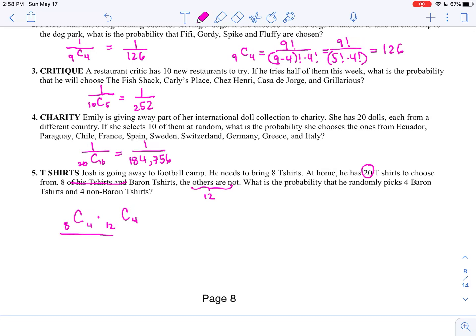Okay, and then below that, so that's our favorable outcome, we divide it by the total number of ways to choose t-shirts, which is 8 chosen from a total of 20. So 20 choose 8. And so we should get 70 times 495 on top, divided by 125,970. This probability, or this chance, is 0.275, or 27.5%.